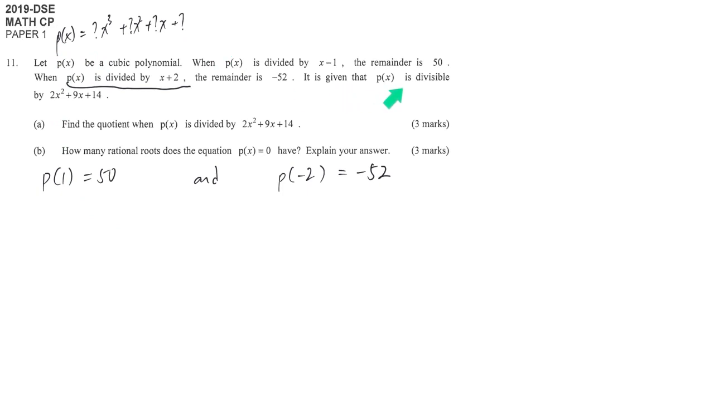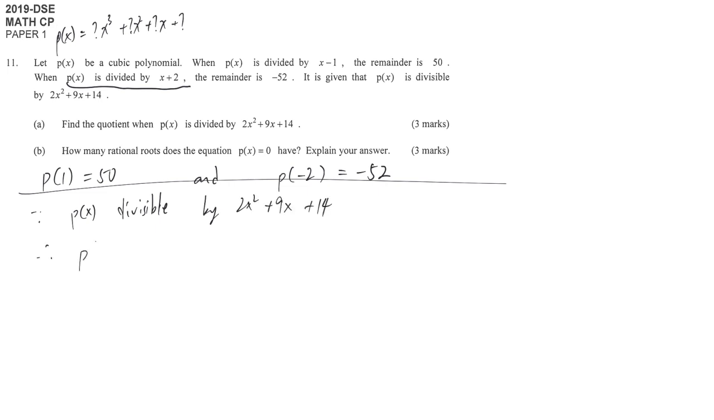And another part, they tell you that P(x) is divisible by 2x squared plus 9x plus 14. Just like what we mentioned, the major difficulty is we don't know anything about the original polynomial. That's why we try to use this information to build up P(x). Since P(x) is divisible by 2x squared plus 9x plus 14, we know that P(x) should be something times 2x squared plus 9x plus 14.